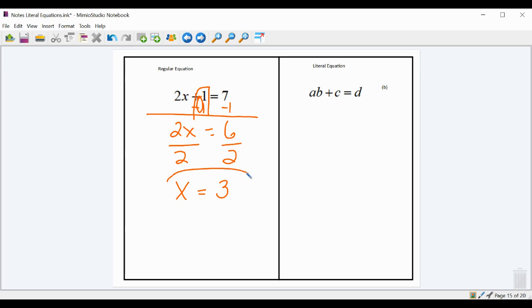All right, so this hopefully is getting a little bit easier for you. Now, as you can see, we're not going step by step to solve these. However, I just want to show you that that's what we've been used to doing. Now we're solving for what letter?